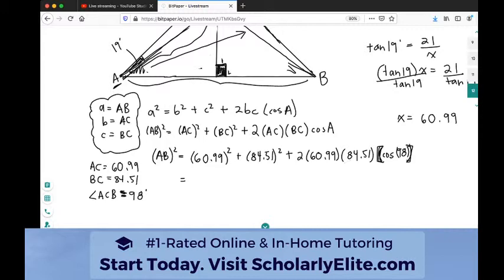So 60.99 squared is 319.78 approximately. 84.51 squared is going to be 7,141.94. Then here, we're going to go ahead and do this part. So I always say start at the cos 98, so get cos of 98 first. It's going to be negative, but that's okay. Then you multiply that by 84.51, multiply that by 60.99, and multiply that by 2.